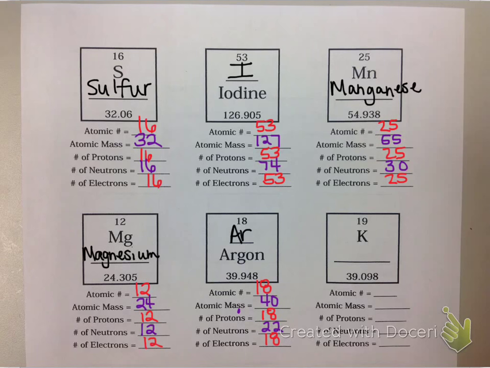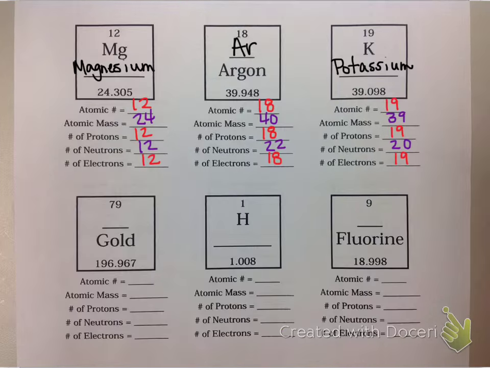K is the symbol for potassium. My atomic number is 19. 19 protons, 19 electrons. Atomic mass 39.098. I'm going to leave that at 39. So if I have 39 things in my nucleus, 19 of them are protons, then 20 are left over to be neutrons. Okay, so this is the bottom part of that page.